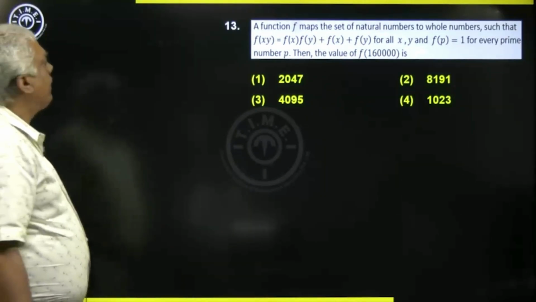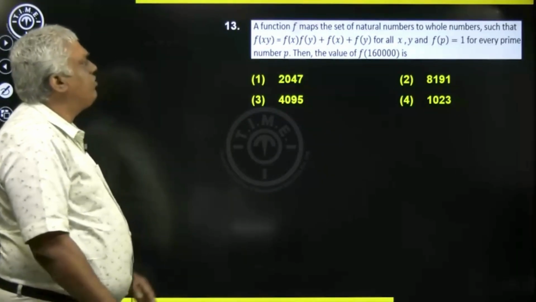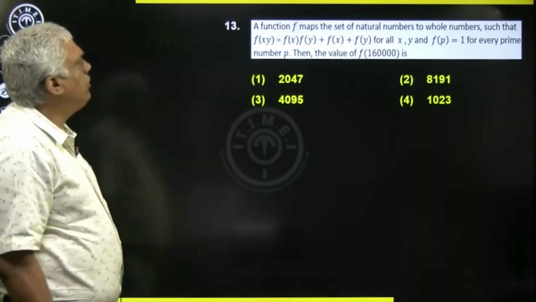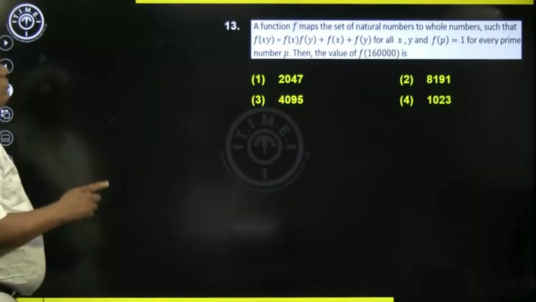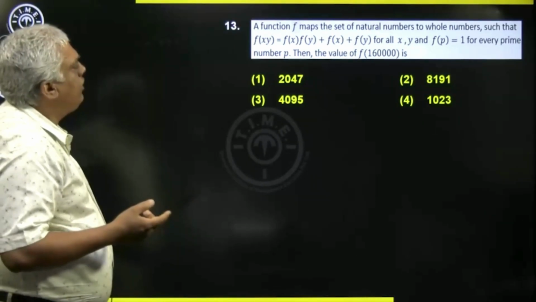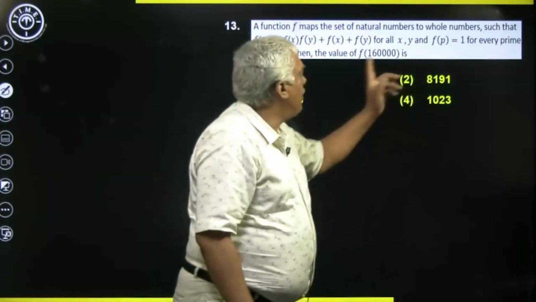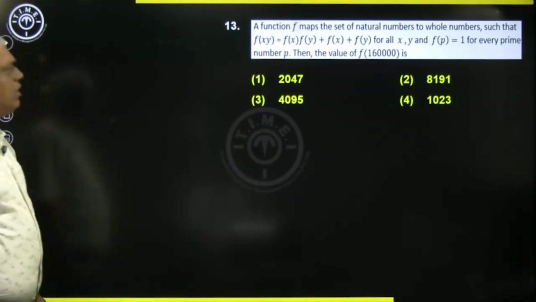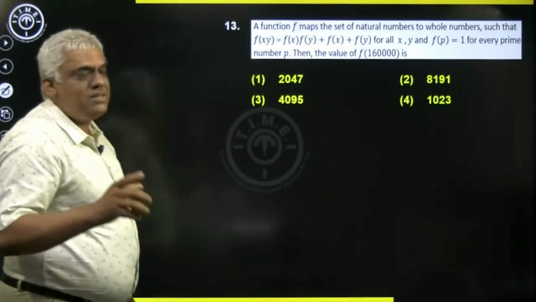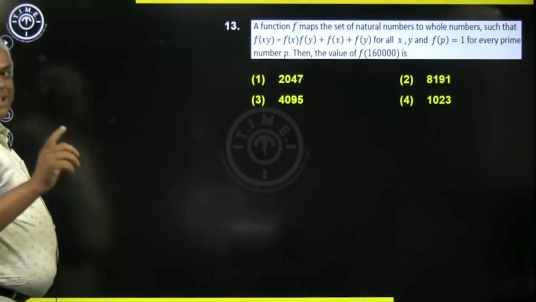A function maps the set of natural numbers to whole numbers such that f(xy) equals f(x) into f(y) plus f(x) plus f(y) for all x and y, and f(p) equals 1 for every prime number p. Then the value of f(160000)?